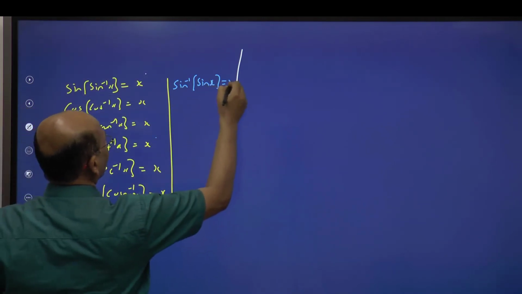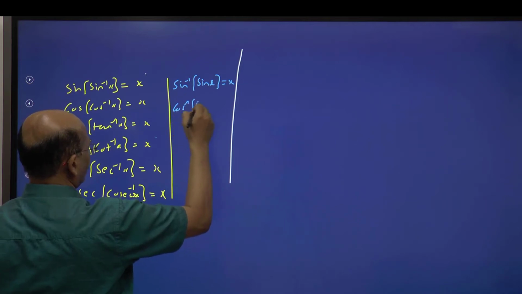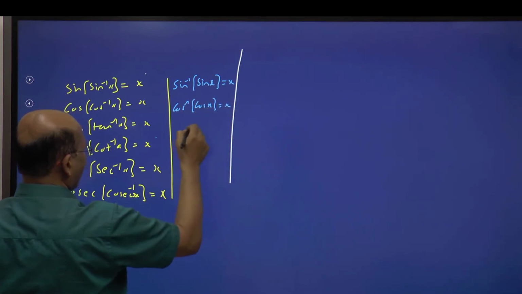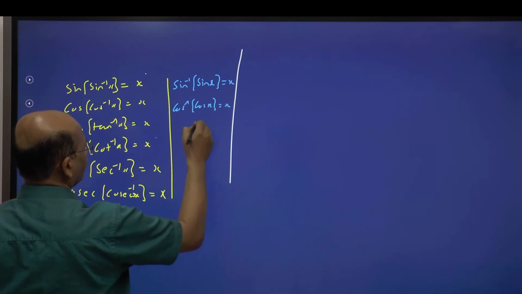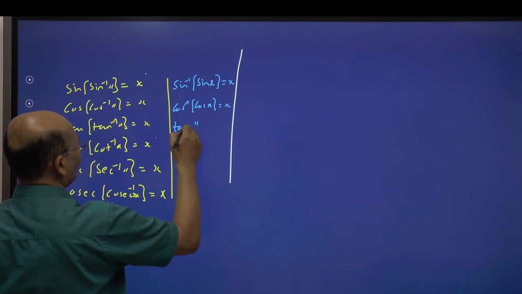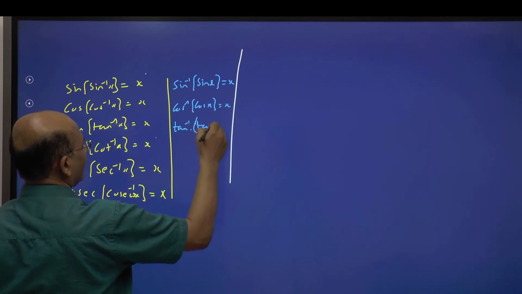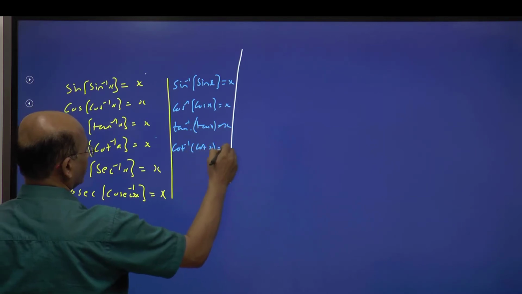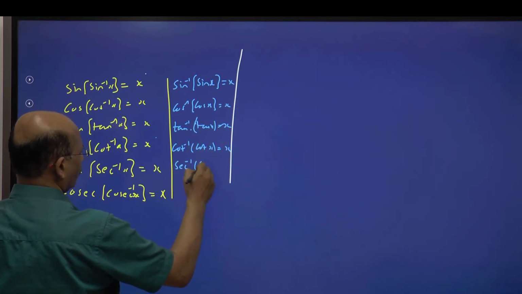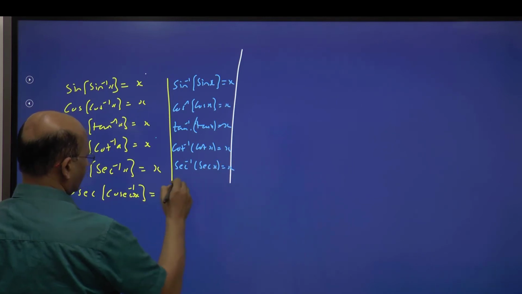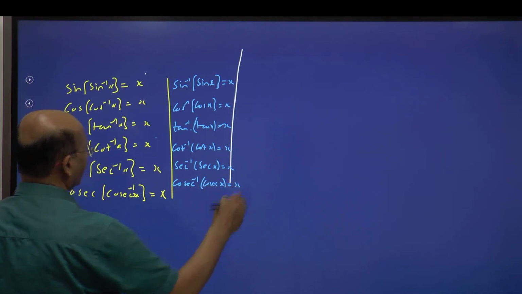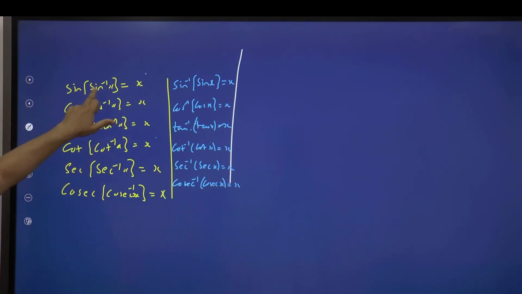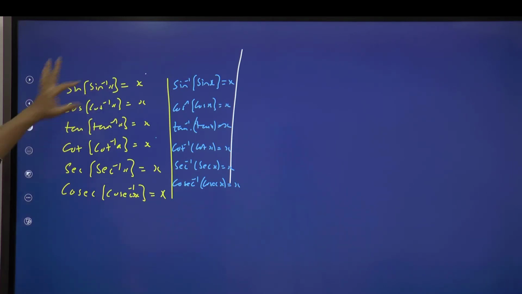So x is equal to x, then cos inverse of cos x is equal to x, and the same for the rest. I mean to say, if you want, write it down fully: tan inverse of tan x is x, cot inverse of cot x is x, sec inverse of sec x is x, and cosec inverse of cosec x is x. Remember, in this case, sin theta is an angle. So this is a value. Okay, sin theta. Remember, any inverse ratio is an angle.